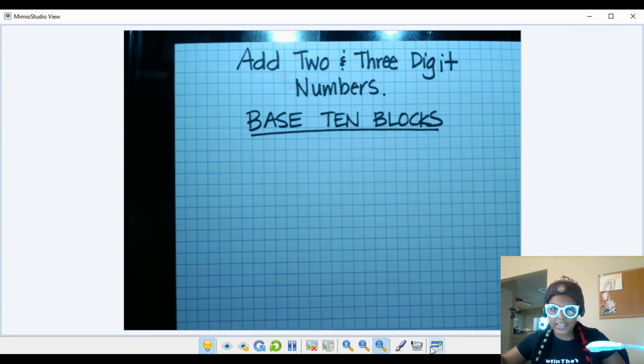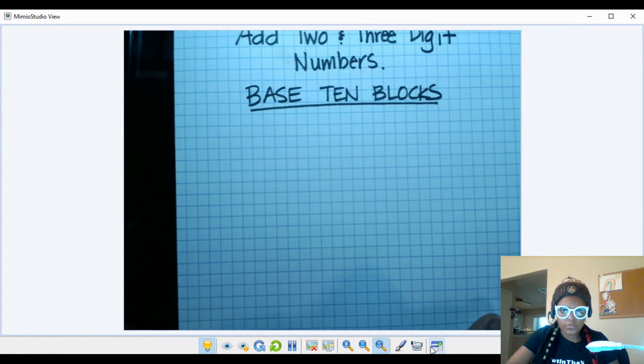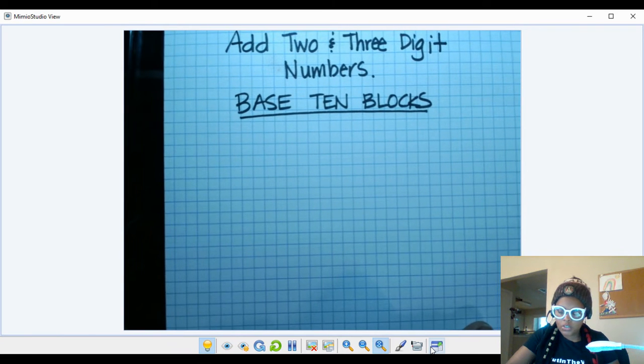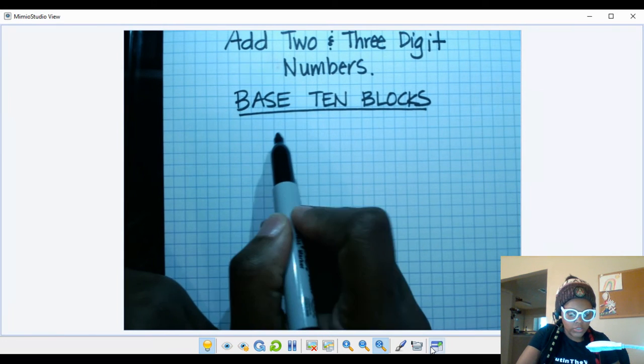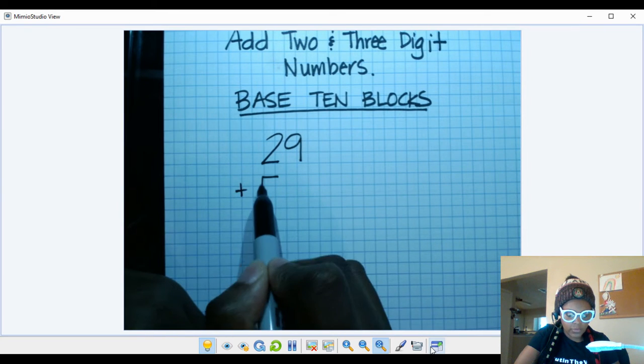Wanted to show you again how to add 2 and 3 digit numbers using base 10 blocks. So our first 2-digit number is going to be 29 plus 51.